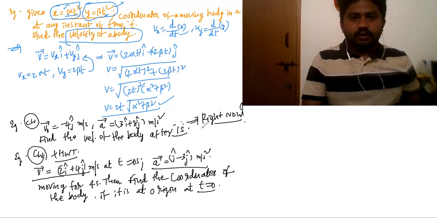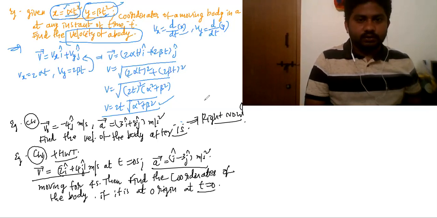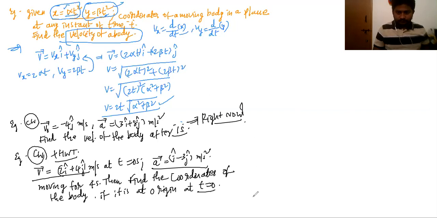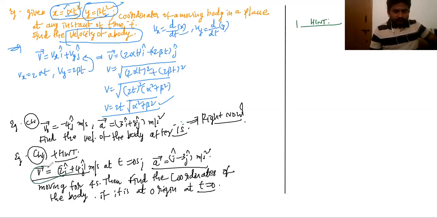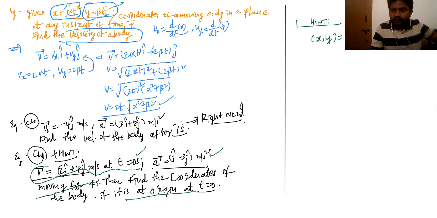So simple, right? The concept is so simple here. The hint I'm giving you: velocity they give at t is equal to 0 means initial velocity, and acceleration also they give, and it is moving for 4 seconds. So you need to find the coordinates of the body, x comma y. So x is what? The horizontal distance traveled, or horizontal displacement taken by the body.